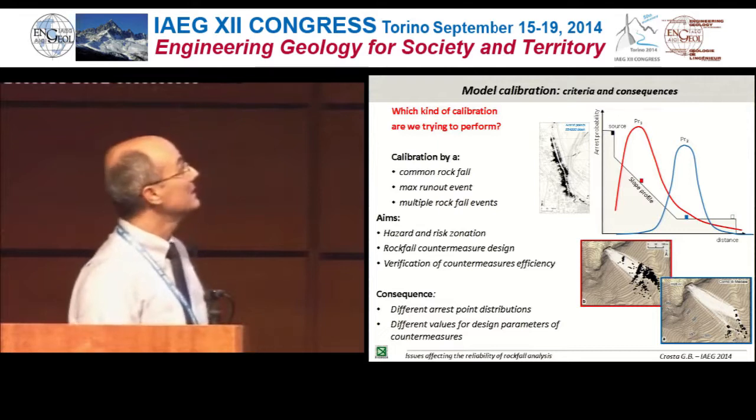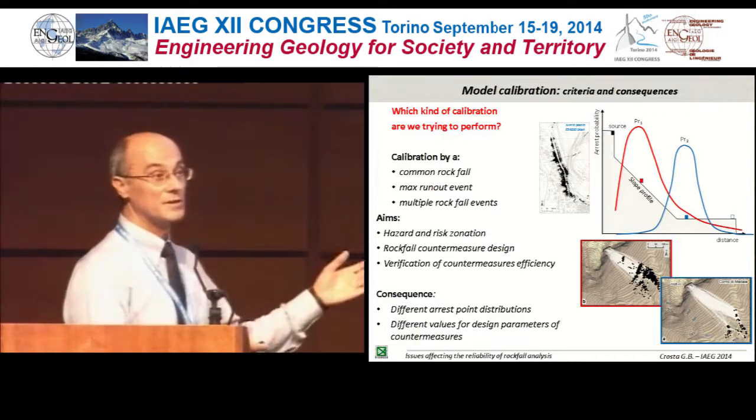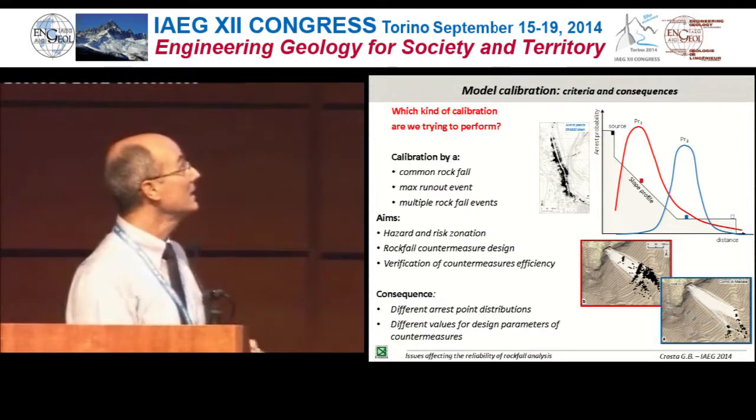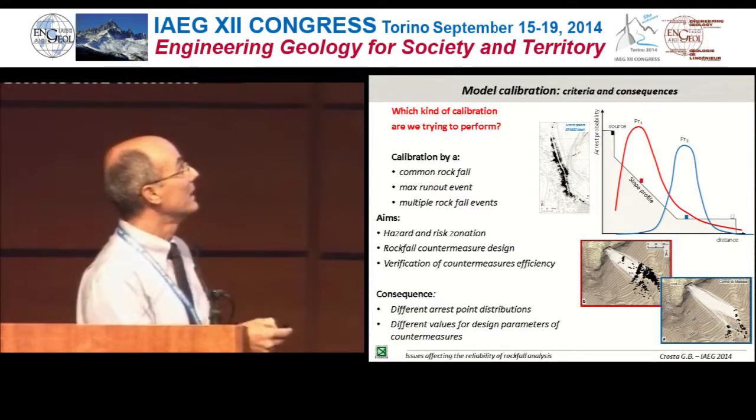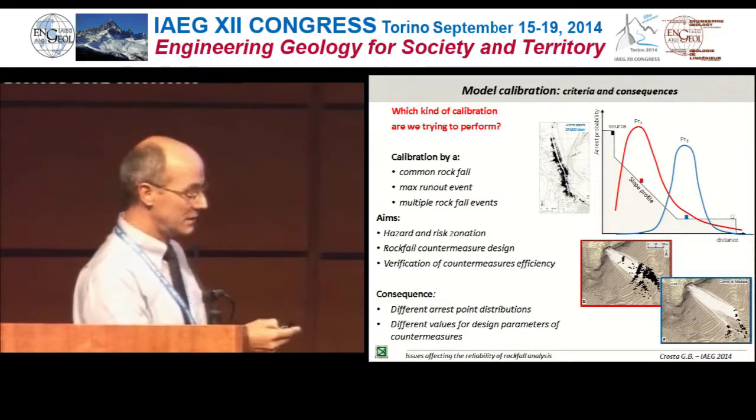So one of the ideas is that if we have a source area or a series of source areas on this cliff, we will have the possibility for a block to arrest along the slope with a different probability. And this is the case with the maximum probability high along the cliff and the very low probability here.